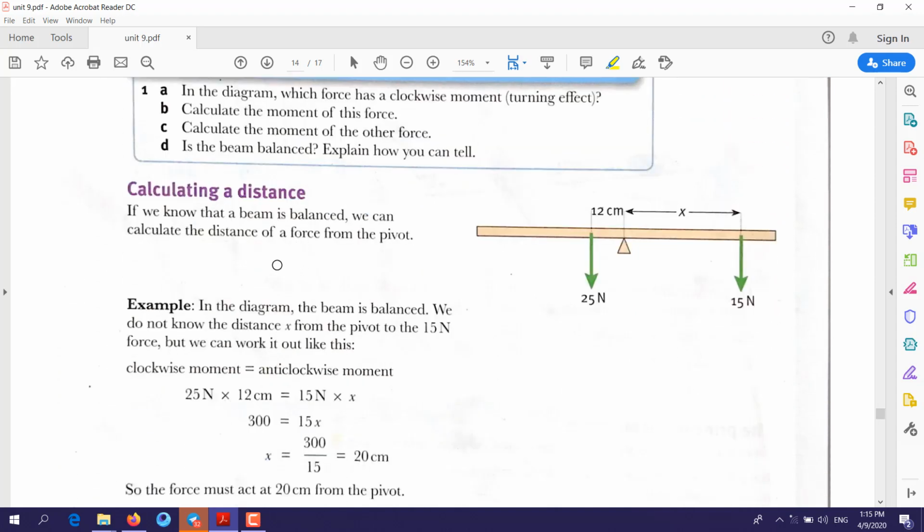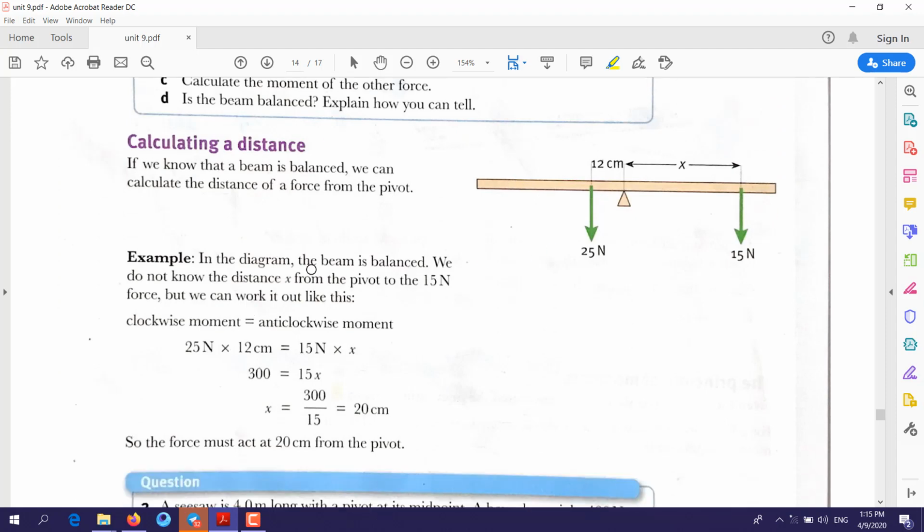Calculating distances. Using the formula of moment, we can calculate the distance. Let's take a look at this example. Here you have a seesaw and an object. The force of it is 25 Newton and it's 12 centimeters away from the pivot. The other object has a force of 15 Newton, but we don't know the distance. The question says, find the distance.